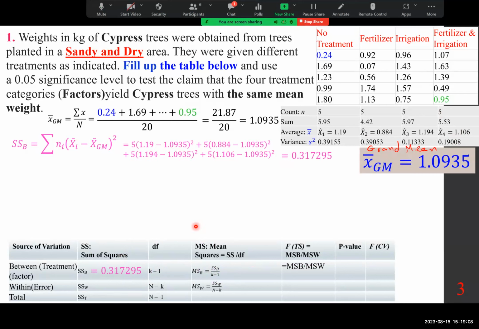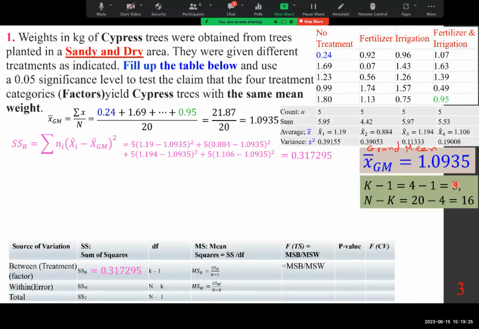So we put this number here. That's how you fill it up. Now, K minus 1, we have 1, 2, 3, 4 categories. 4 minus 1. Remember, degrees of freedom is n minus 1. So 4 minus 1, we have K minus 1 here is 3. And n minus K, 20 minus 4, or 16 goes in here.